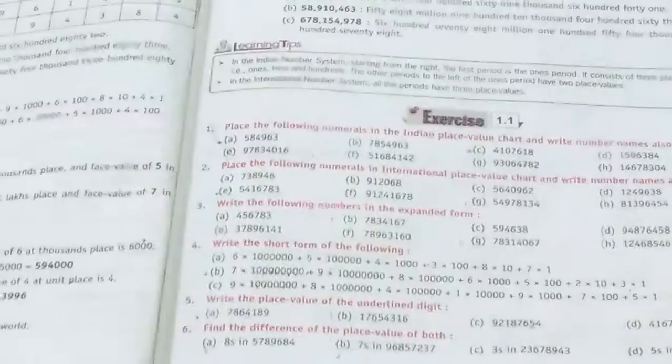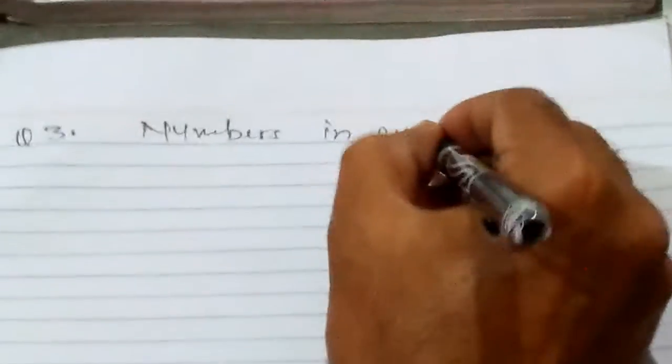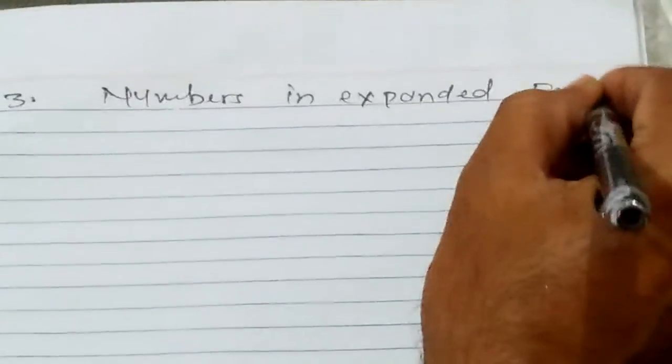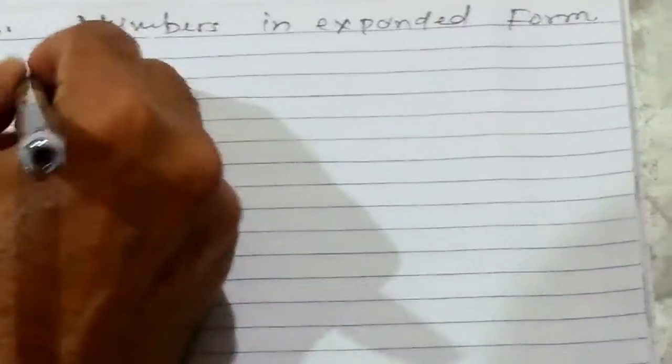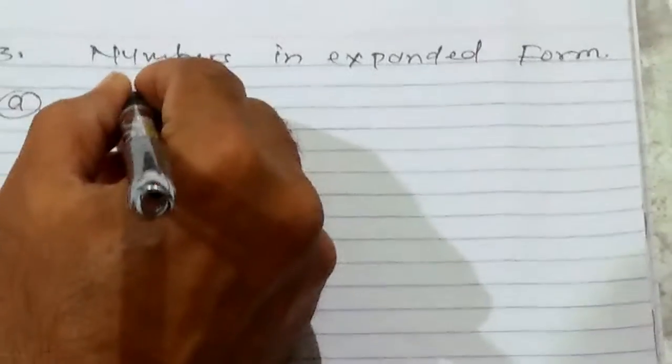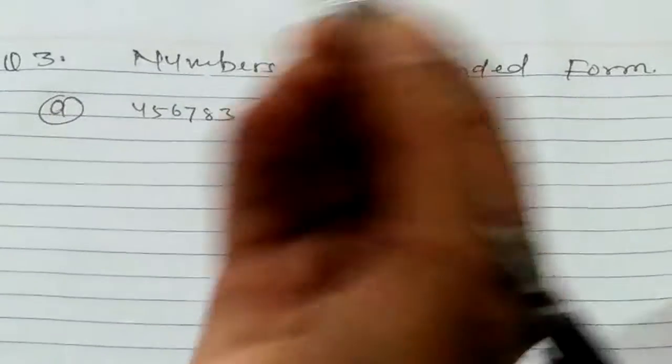Question number 3. Write the following numbers in the expanded form. Numbers in expanded form. A number 456783. How can we write the expanded form?